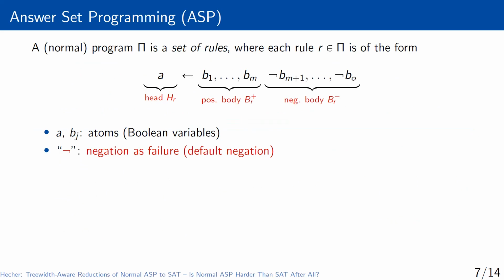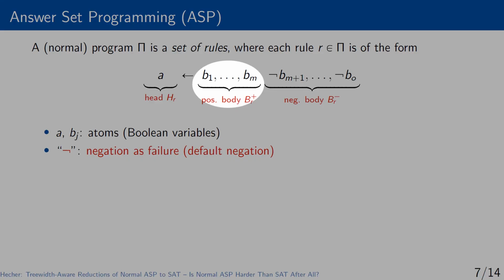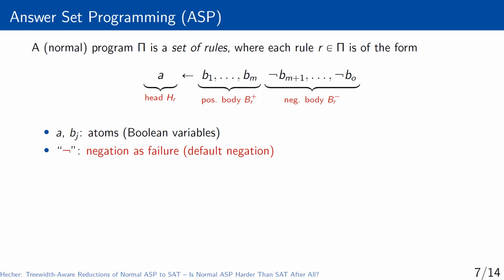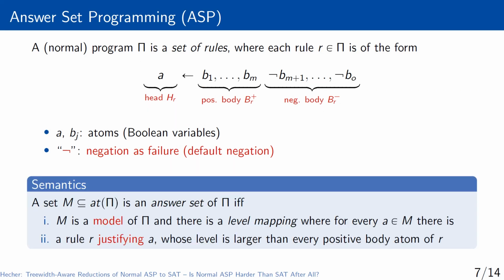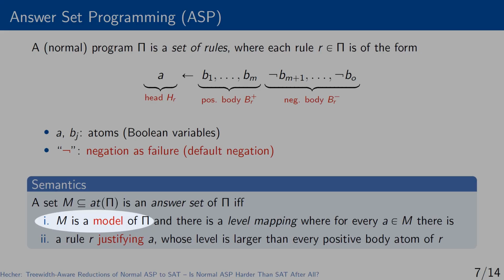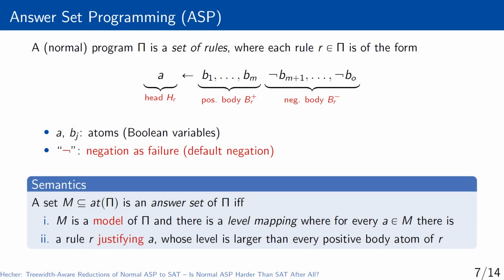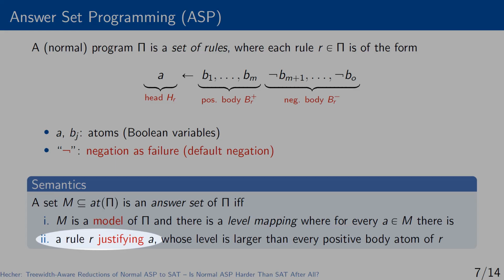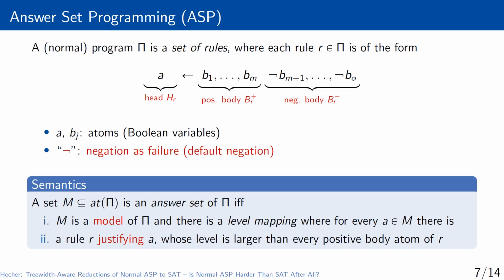Since I guess most of you are familiar with ASP anyway, let's just briefly recap some basics. A program is a set of rules where each rule consists of a positive body, a negative body, and a head. Negation in this case refers to negation as failure or default negation. Now, for a set of atoms to be an answer set of a program, first of all, the set of atoms has to be a model of the program, and each atom that is in the model has to be justified or proven. Such a justification is done via level mappings, where each atom gets assigned a level from 0 to the number of atoms minus 1.